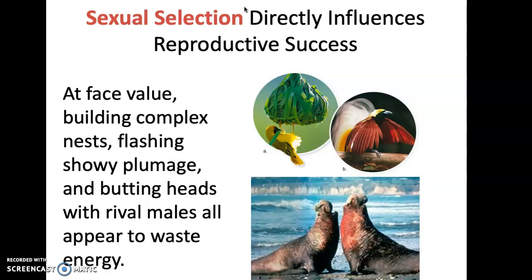So we know that sexual selection directly influences reproductive success. And here are some amazing pictures. There's one of a bird. This is a male weaver bird who makes this amazingly woven nest for the female to pick. So in this case, she's not picking the coloration of the male, she's picking which is the better nest, the better real estate.